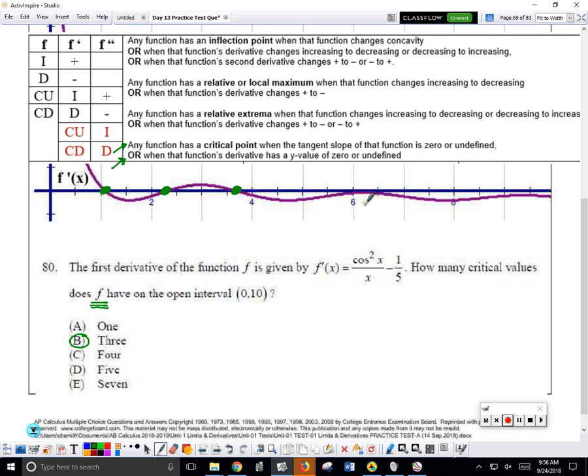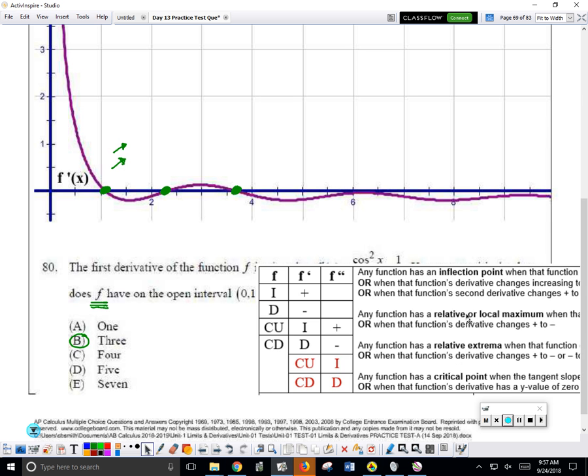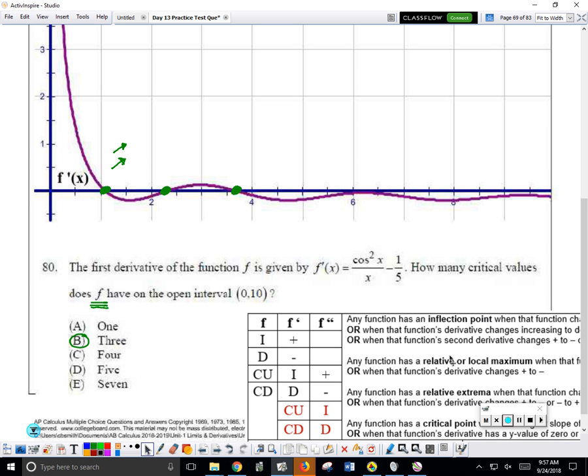I guess I was under the impression an undefined critical point would be a vertical asymptote, so I counted the part at the very beginning. So the logic is perfect. If f prime is undefined at 0, which f prime is, then f would definitely have a critical point at x equals 0. That logic is perfect.